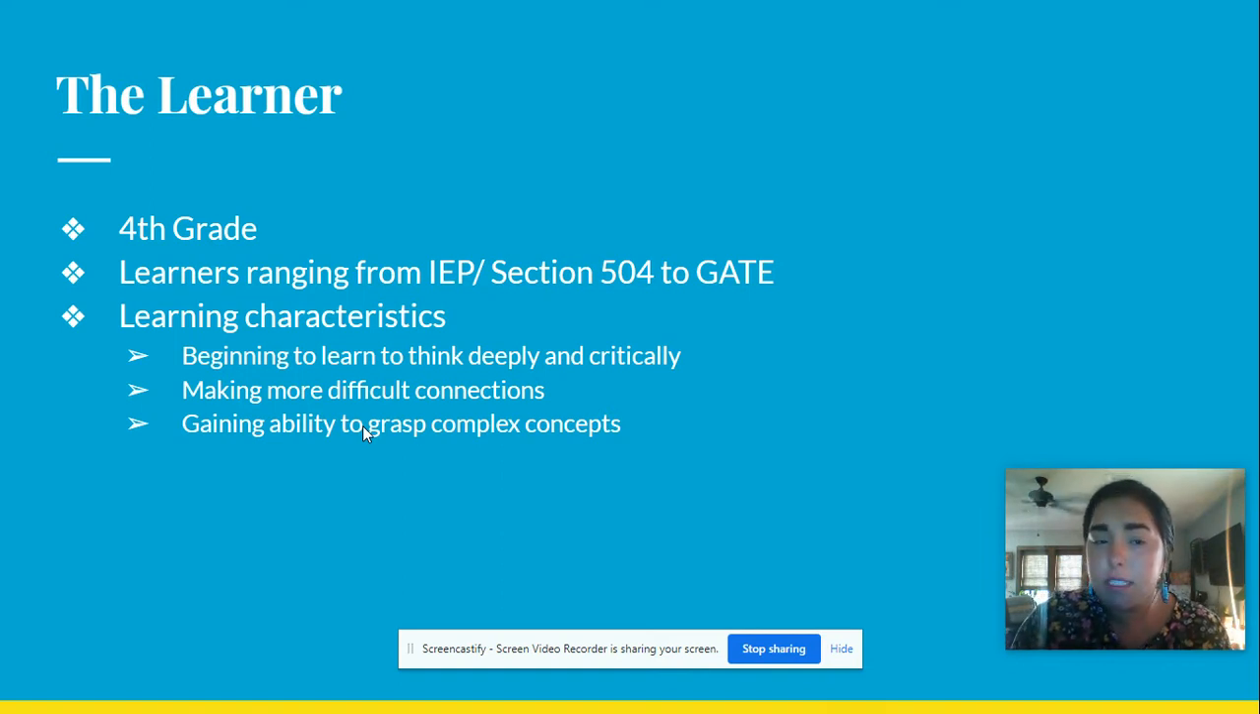Their learning characteristics: they are really starting to think deeply and critically, learning how to become a problem solver, how to work through critical questions. They're making more difficult connections, especially in math and science. Even in reading, they are able to start inferencing, which is difficult. And then they are gaining the ability to grasp complex concepts. And we really see that in the final week of our unit when they're having to use a formula to solve for a missing side of a rectangle.